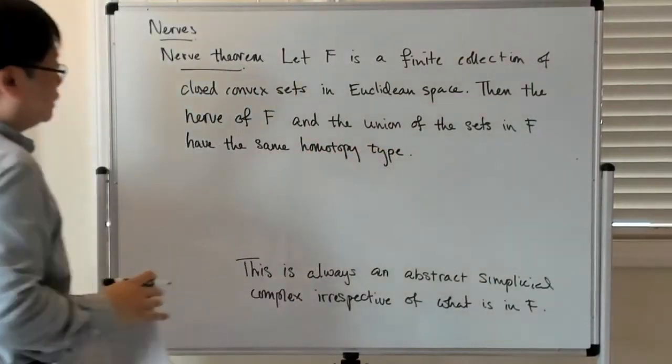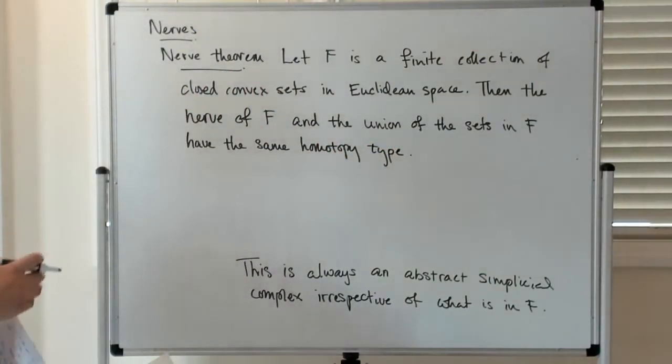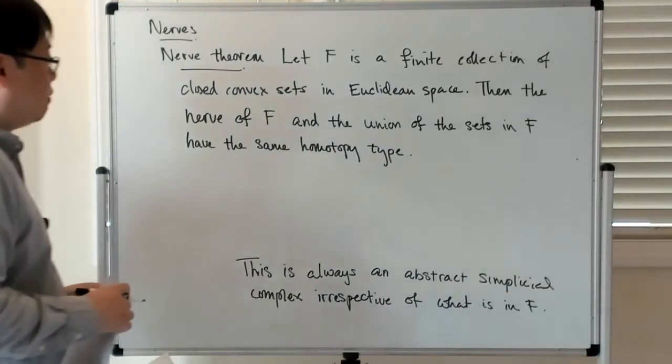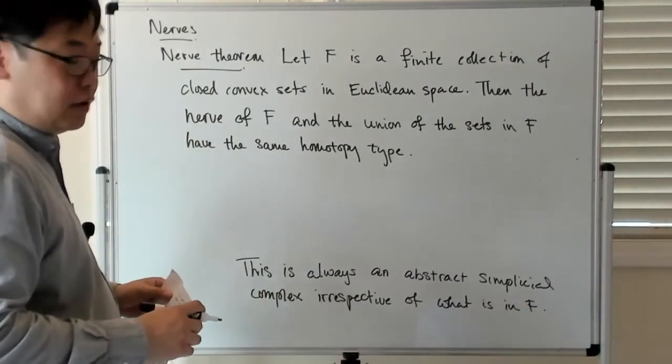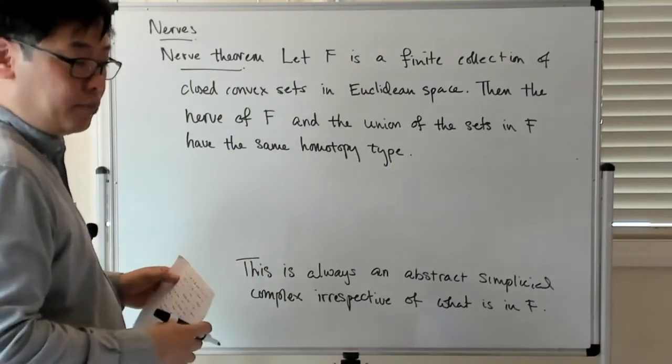So again, that's the basis of trying to infer something about the topology of data by looking at the intersections of balls, say, centered around point cloud data.